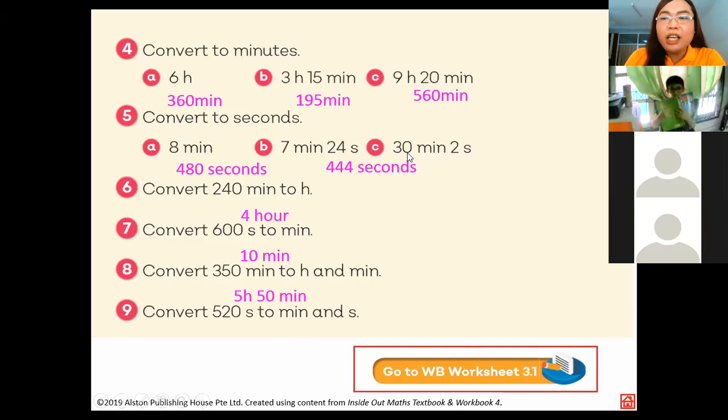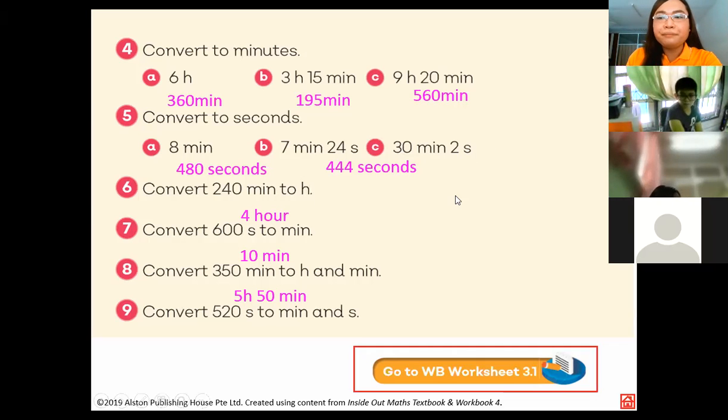Number 5, letter C. 30 minutes, 2 seconds. How many seconds in 30 minutes and 2 seconds? So you just have to multiply 30 by 60 plus 2. What's the answer? 1,802 seconds.